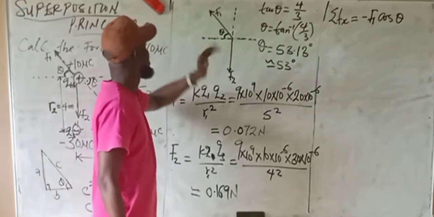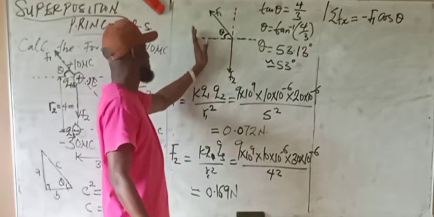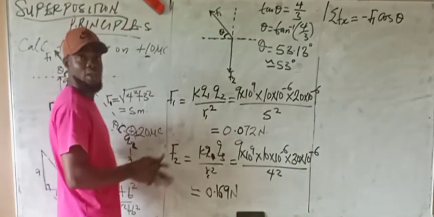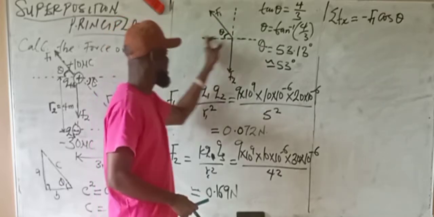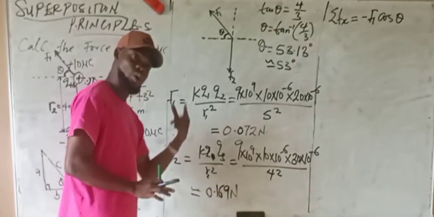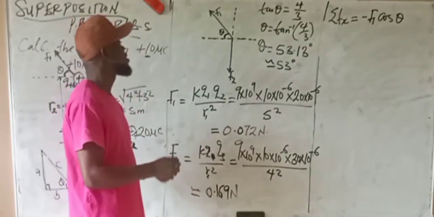First you check, is it going to the left or right along the x-axis? If it is going to the left, you put negative there. And the next thing, you use the force multiplied by the cosine of the angle between the force and the x-axis. That's what you do. So you get the answer.